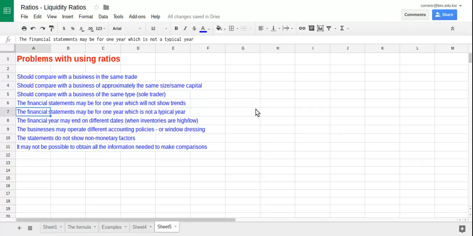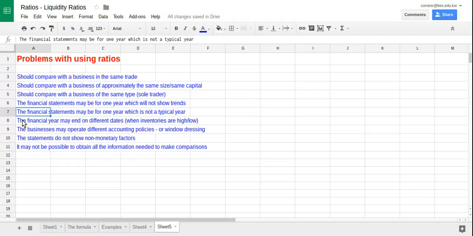Thinking back to 2007 when we had the financial crisis, you may be looking at information from a year that isn't typical for that business. If a business has one massive sale as a one-off to a new company, then that will completely change the way those accounts look, and therefore we may be looking at something that isn't really normal for that business.